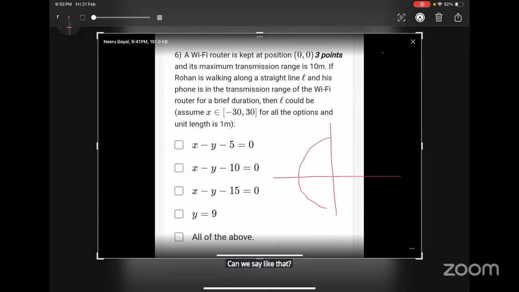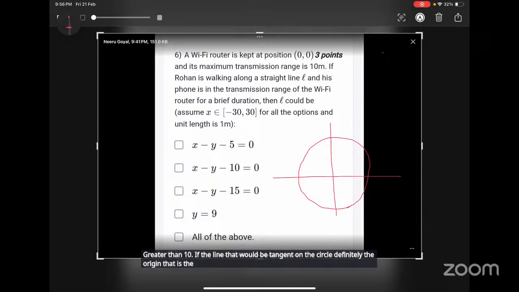Please, hold on. Greater than 15, greater than 10. If the line is tangent to the circle, then the line from the origin to the tangent point would definitely be the normal. So we are getting the perpendicular.